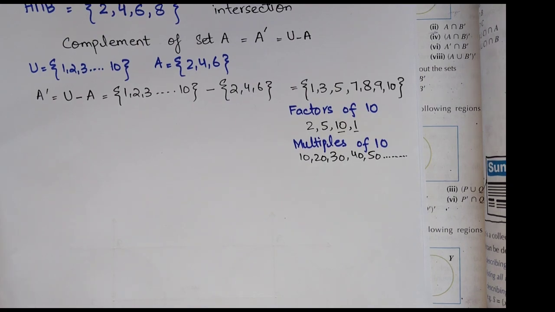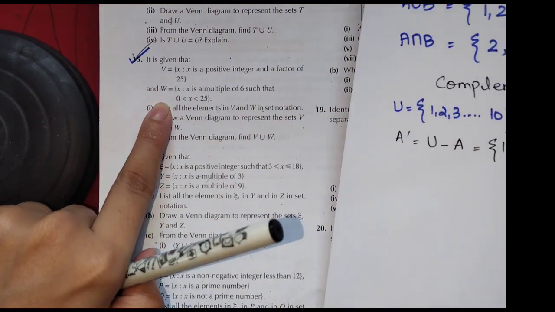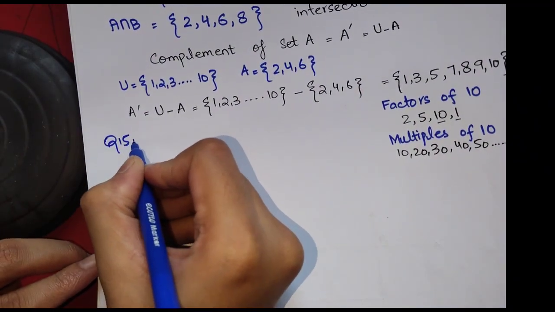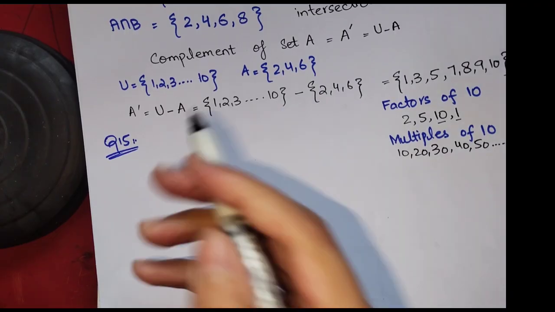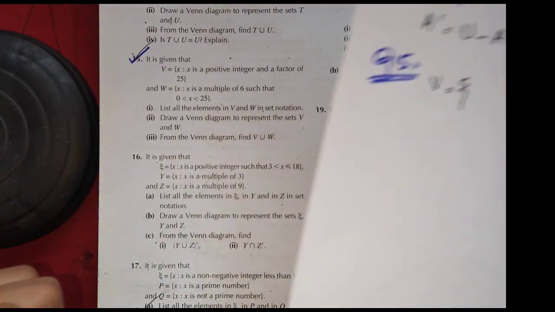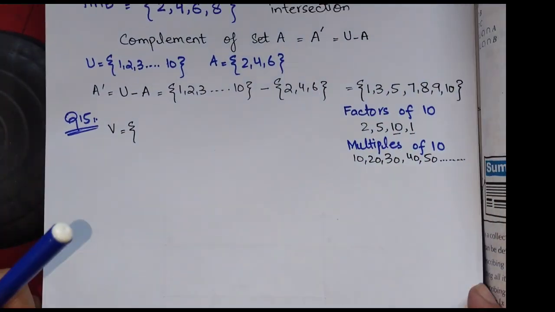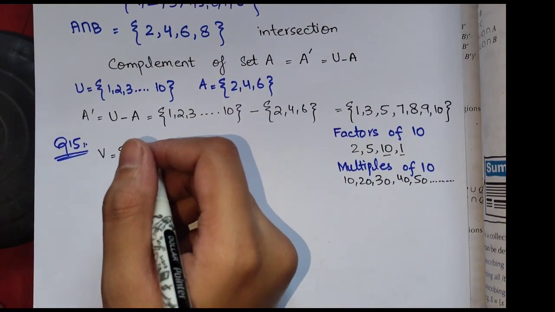So here in the question you have to make the V set and the W set. So this is your question number 15 of exercise. V set is equal to positive integer and a factor of 25. You have to write the factors of 25, those numbers which divide the 25.